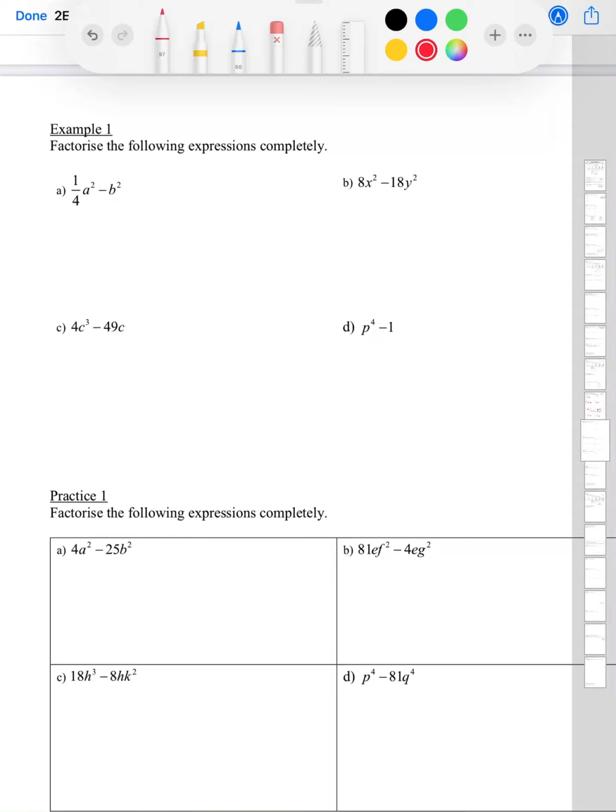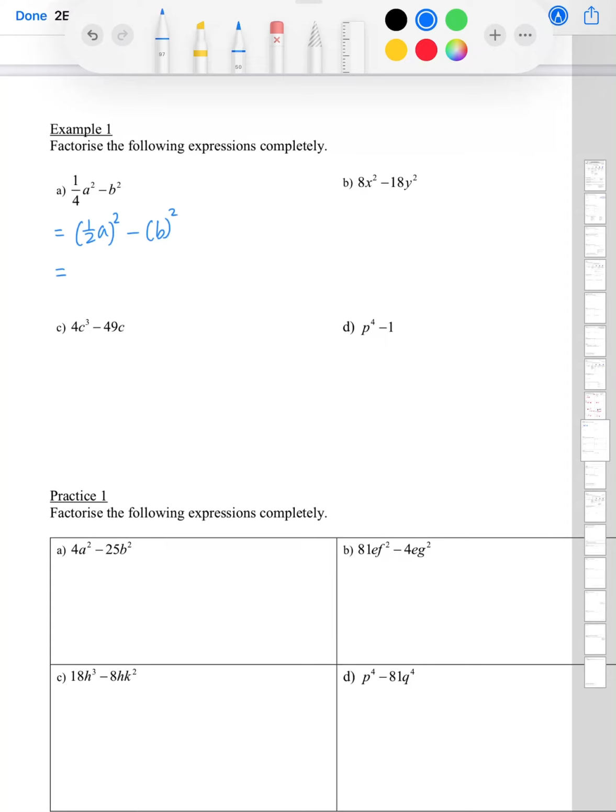Okay, so in the previous video, you learned how to identify the difference of two squares as well as expressing each of the terms as a perfect square. So now we're going to factorize the difference of two squares. So example 1: 1/4 a squared minus b squared. This can be expressed as (1/2 a) whole thing squared minus b squared.